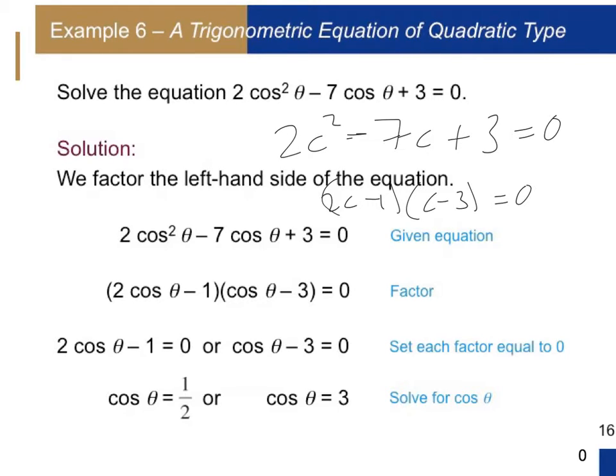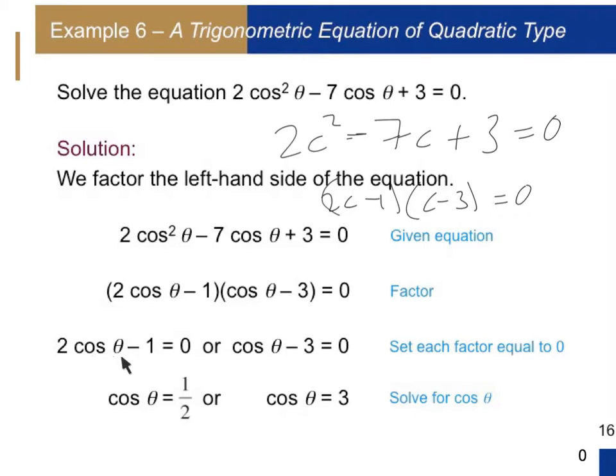So if we think of it like a variable, we factor it just like a quadratic. It's a quadratic type. I'm saying c is cosine, and so cosine squared would be c squared. Okay, so then putting it back in our trig form, we have 2 cosine of theta minus 1 times cosine of theta minus 3 equals 0. Okay, and then we have two factors, so we set each one equal to 0.